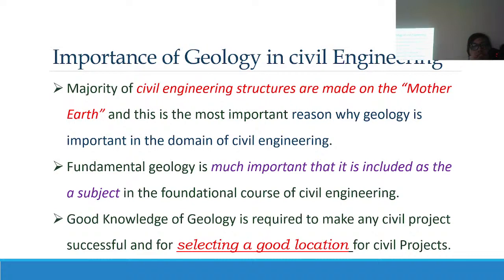Good knowledge of geology is required to make any civil project successful and for selecting a good location for a civil project.